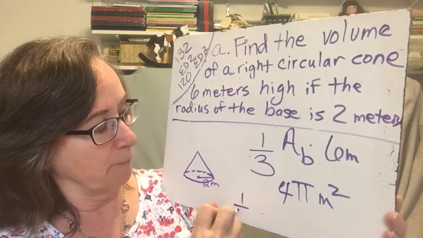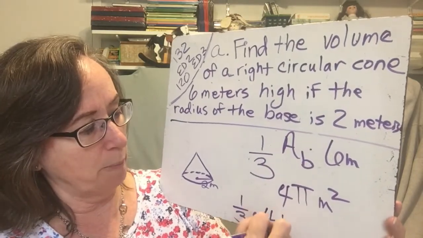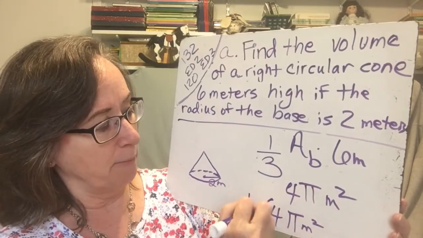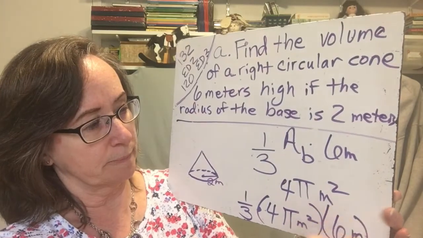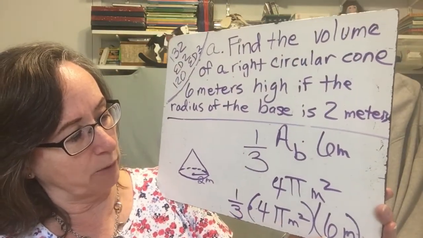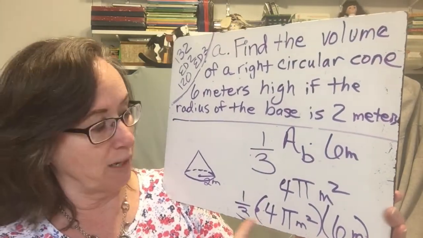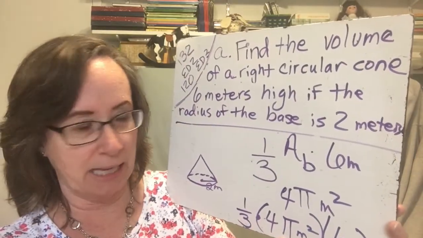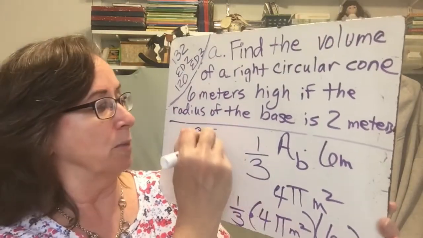So we have 1/3 times the area of the base, which is 4 pi meters squared, times the 6 meters. All right, so that's the height. And so now when we multiply it all together, we get 6 times 4, which is 24, divided by 3, which is 8, times pi. So 8 pi meters cubed.